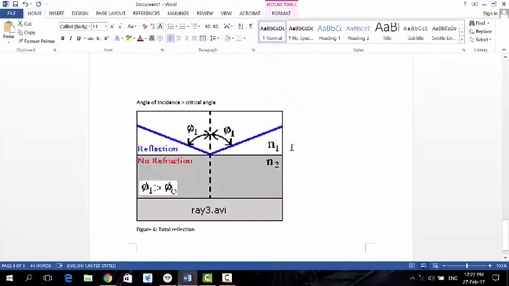For the next case, if the angle of incidence is greater than the critical angle, the rays are totally reflected like this. No light is refracted and goes to the n2 surface. So it's totally reflected. So this is total internal reflection.